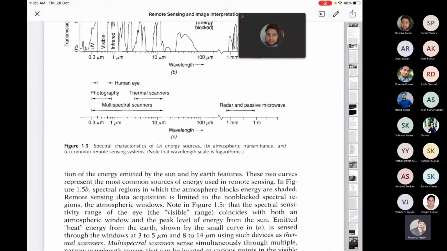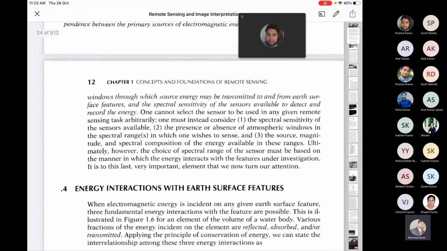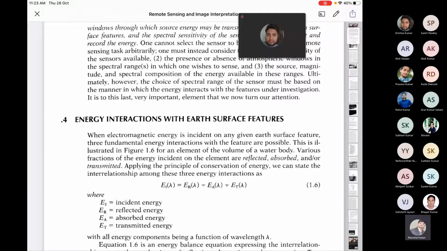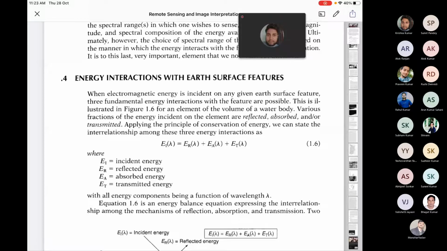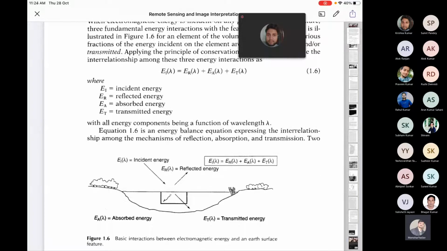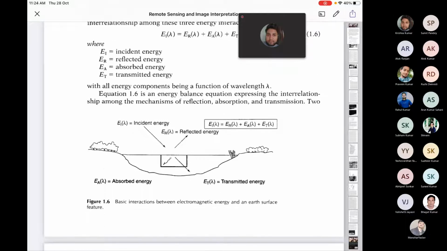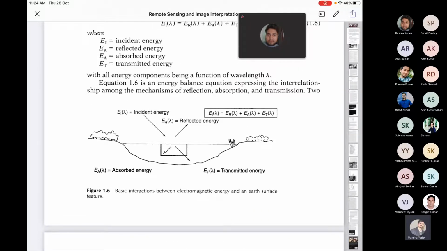Then after that, at the surface, there is a division of incident energy into reflected, transmitted, as well as absorbed energy, and it is given over here, section 1.4, I think it is. So, energy interactions with Earth surface features. It is mentioned over here that by applying the law of conservation of energy, the total incident energy is divided into various energy components in a particular proportion. Proportion means the incident energy is a function of wavelength. If you change the lambda, what will happen? The proportion in which the incident energy is divided into reflected, absorbed, and transmitted energy components will change. Okay. And even if you change the surface, like change the type of features.